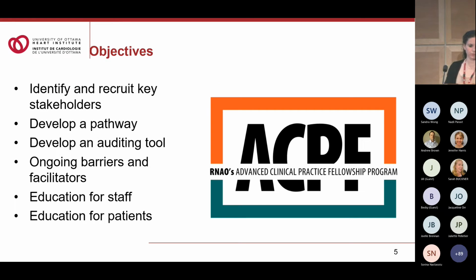The objectives for this project included identifying and recruiting key stakeholders to support this initiative, setting up a pathway for these patients, developing an auditing tool, holding informal interviews and group sessions with the key stakeholders to examine ongoing barriers and facilitators, developing an education booklet for staff, and developing a brochure or booklet for this patient population. We were fortunate enough to be the successful recipients of the RNAO CPF fellowship to help fund this project and provide us with a nurse coordinator to dedicate her time to this project.